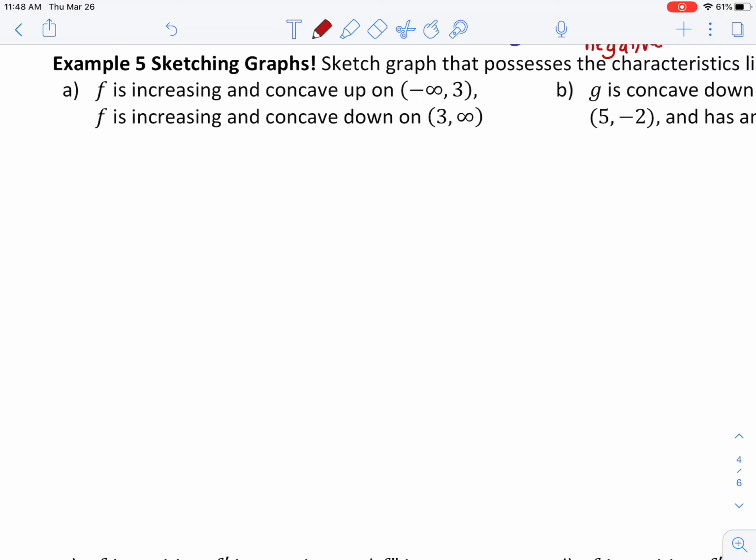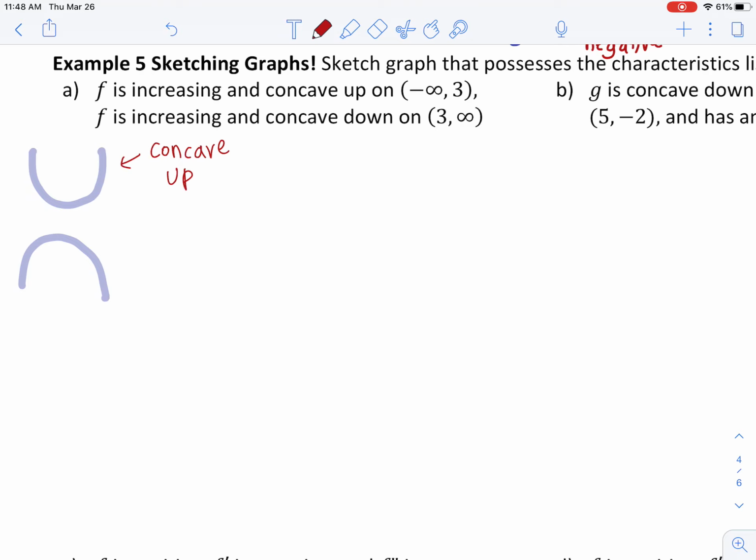All right, f is increasing and concave up on negative infinity to positive 3. And I want a graph that is increasing, but this time concave down from 3 to positive infinity. Now, quick reminder what concave up and down look like. This is concave up, and this is concave down. All right, let me see.